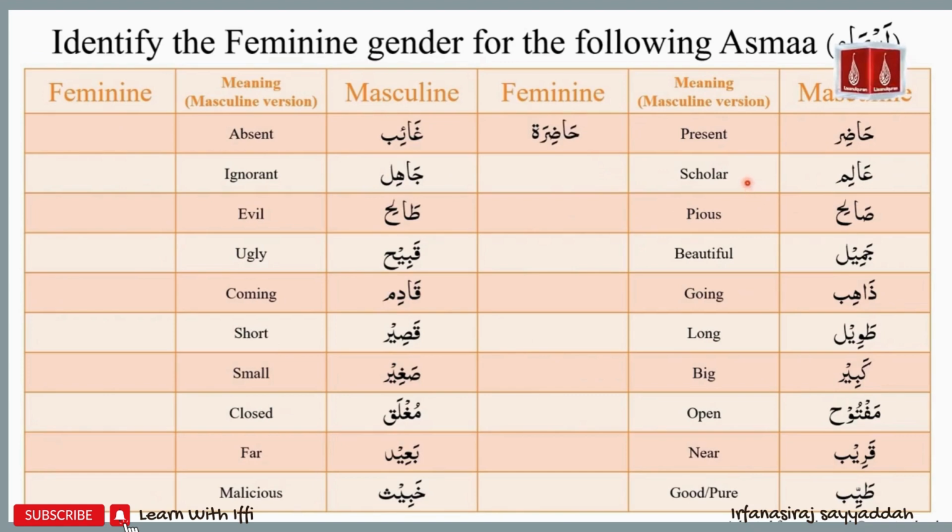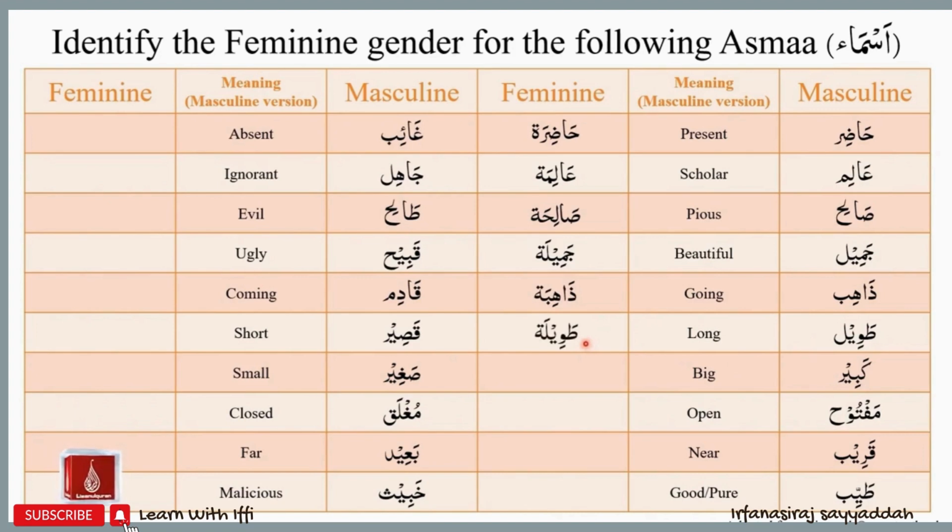Alim, which means scholar, the feminine version, alima. Saleh, which means pious, saleha. Jamil, which means beautiful, jamila. Zahib, zahiba. Tawil, tawila. Kabir, kabira. Maftuh, maftuha. Qareeb, qareeba. Tayyib, tayyiba.